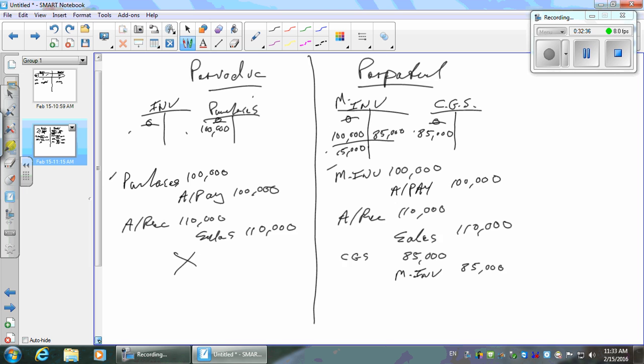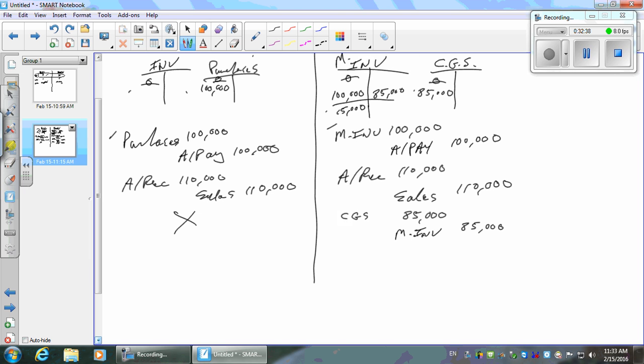Let's assume for now there's not anything stolen, when we count and have exactly 15,000. What do you need to do? On this periodic side, we've got inventory of 0. If we went and counted and there was 15, what do we need to do? We need to record 15 in there, don't we? For our balance sheet, I'm going to have to debit this for 15,000. So here's one more journal entry you're going to have to do if you're doing periodic.